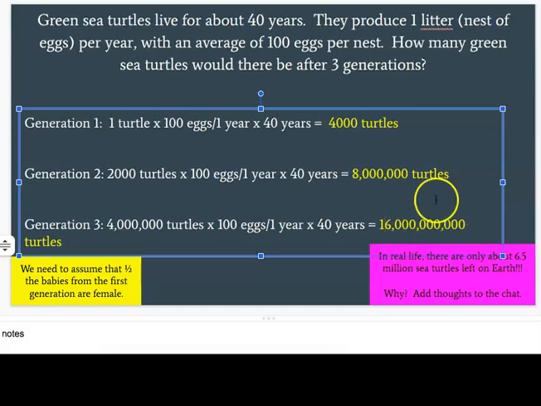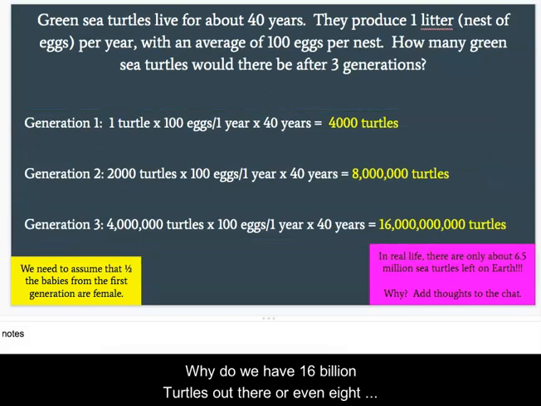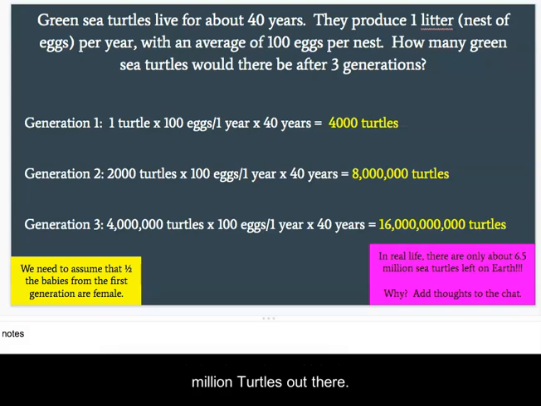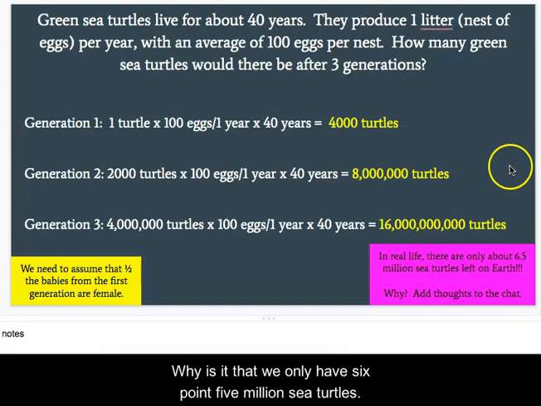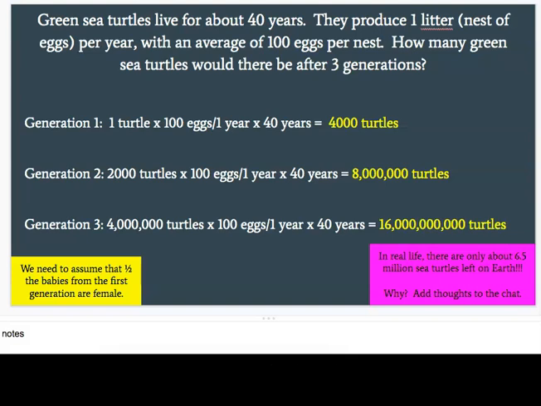There we go. Why don't we have 16 billion turtles out there, or even 8 million turtles out there? Why is it that we only have 6.5 million sea turtles left? So what I'm going to have you guys do is just think about why and add your thoughts to the chat. Why is it that we don't have that number of turtles on the Earth?